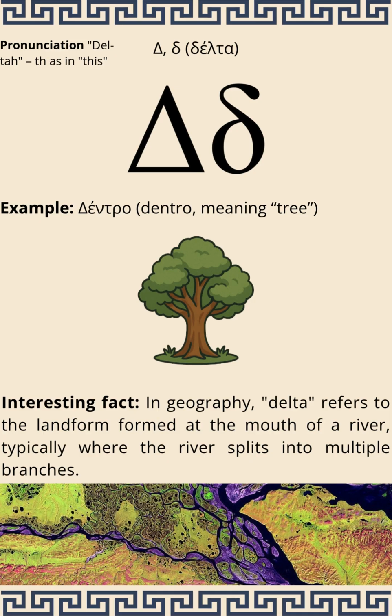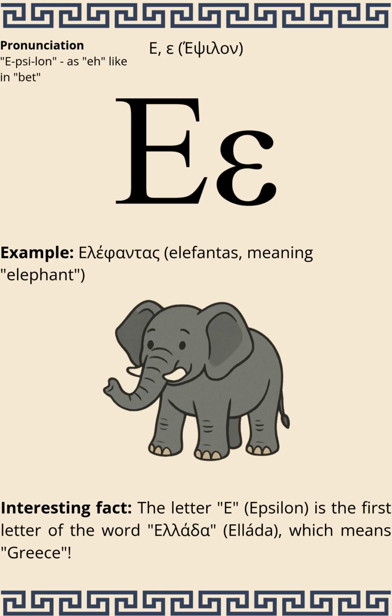Then we have the letter delta. The sound is like th as in this. Example, dendro, meaning the tree. Then we have the letter epsilon. The sound is e, a very common sound. Elephantas, that is the elephant.